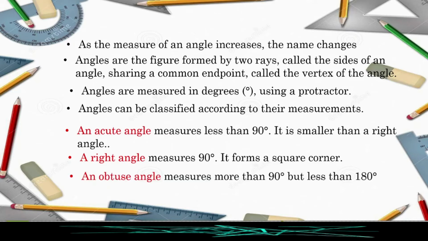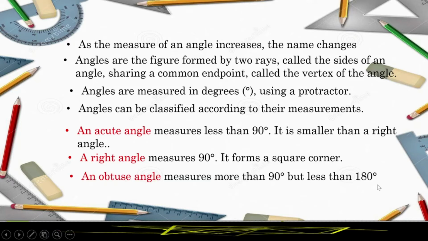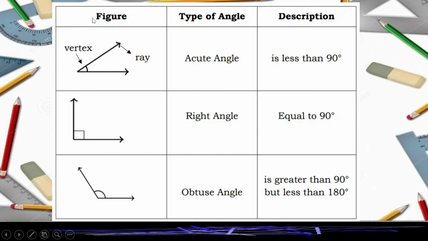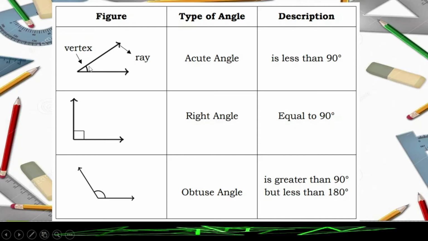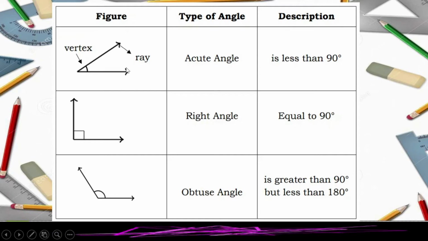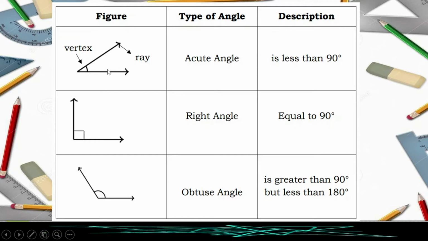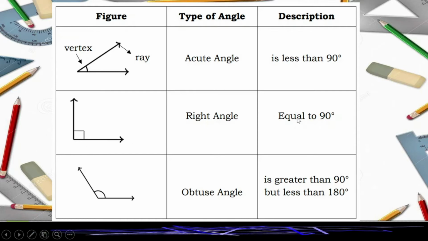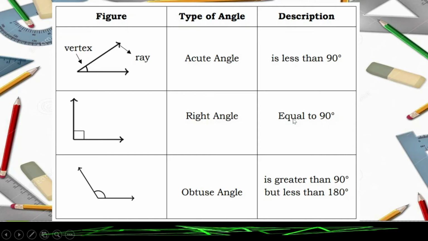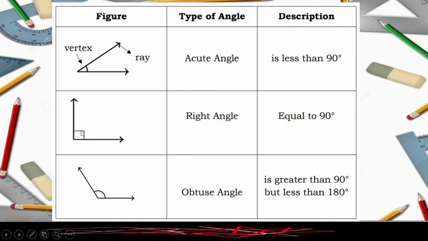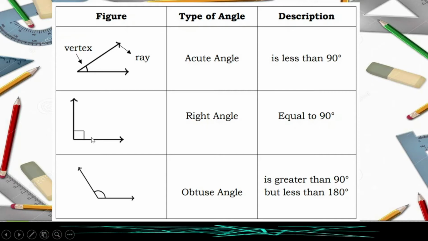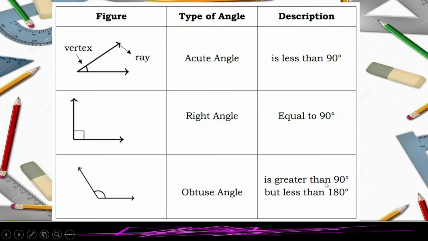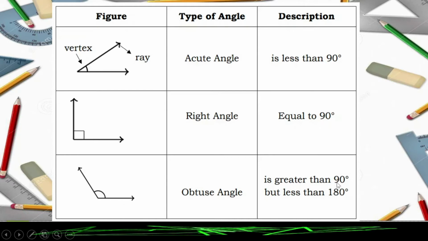An obtuse angle measures more than 90 degrees but less than 180 degrees. Okay, so this is the figure of each type of angle. This one is an acute angle. The measurement of this is less than 90 degrees. This right angle is equal to exactly 90 degrees, and it forms a square like a perpendicular. And then we have here an obtuse angle. It is greater than 90 degrees but less than 180 degrees.